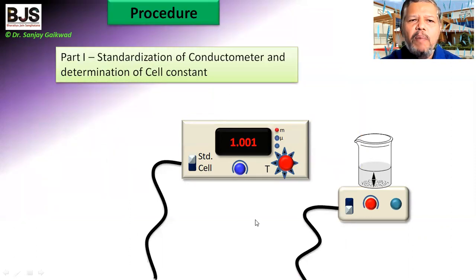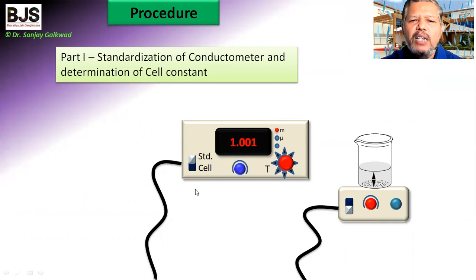Now in the procedure part, the first part is the standardization of conductometer. In the standardization of conductometer, what happens? We have to start the instrument 15 minutes before the measurements, therefore a warm up period should be given to the conductometer, because temperature is the most important factor.